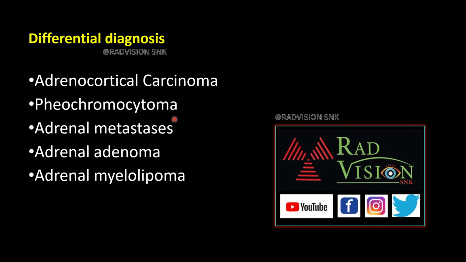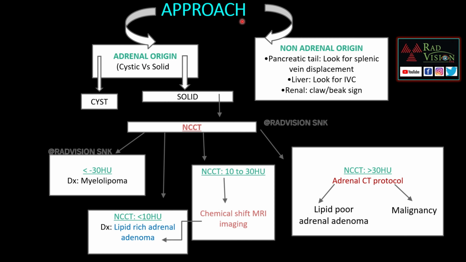My other differentials include pheochromocytoma, adrenal metastasis, adrenal adenoma and adrenal myelolipoma. Coming to the approach, first we have to look whether the lesion is adrenal in origin or whether it is originating from the structures adjacent to the adrenal gland such as pancreatic tail, liver and kidneys.